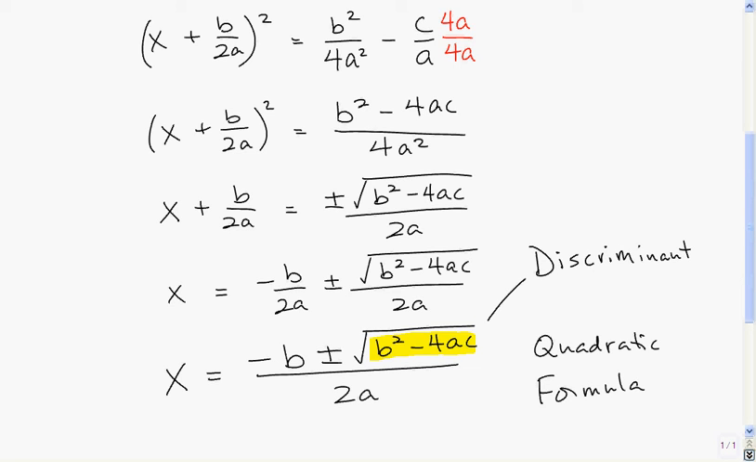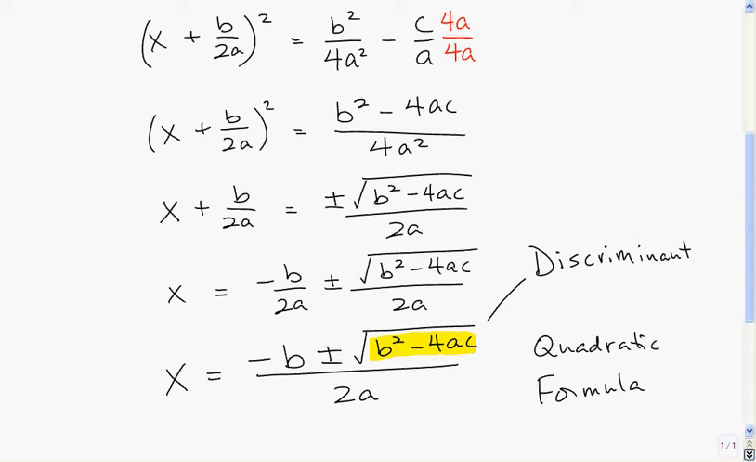If the radicand is positive, then we're going to get two different or distinct real roots. If the radicand is 0, we're going to get two identical real roots, essentially one root. And if the radicand is negative, we're not going to get any real roots at all.